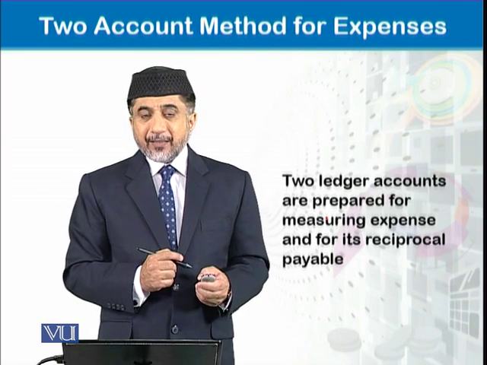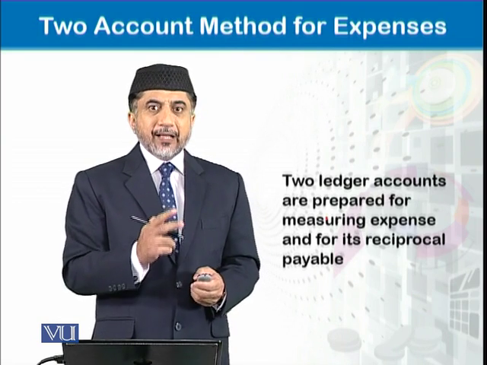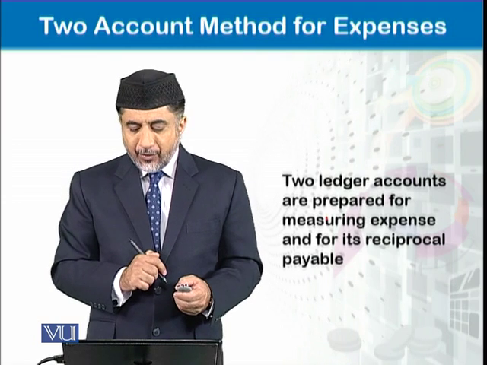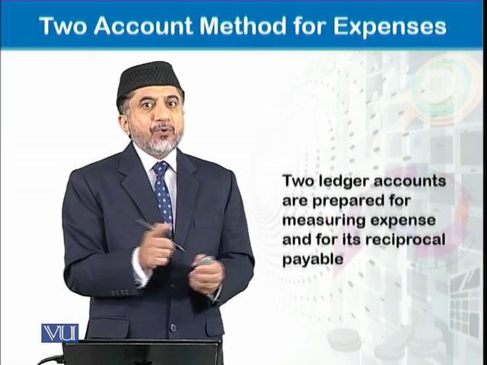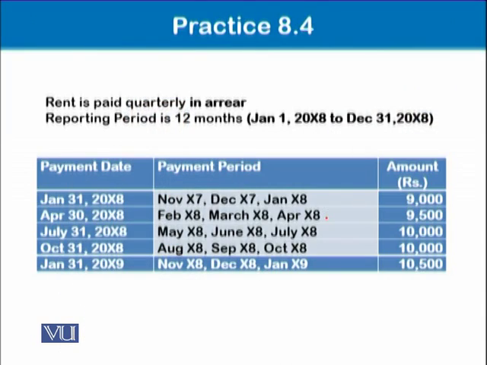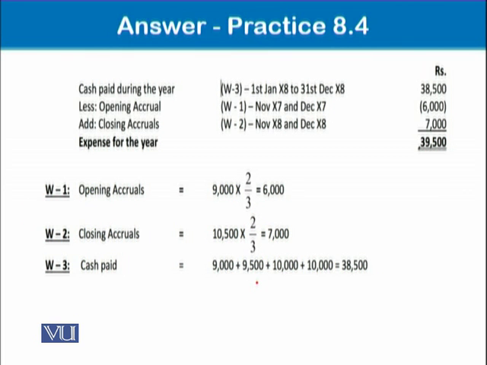So in two account method, we will be preparing two ledger accounts. One for the expense account and the second one for its reciprocal payable. So let's see how we work out this two account method. Same example in which the rent is paid quarterly in arrear, and these are the payment periods falling in this year. The same thing. Exactly. So working is also the same.